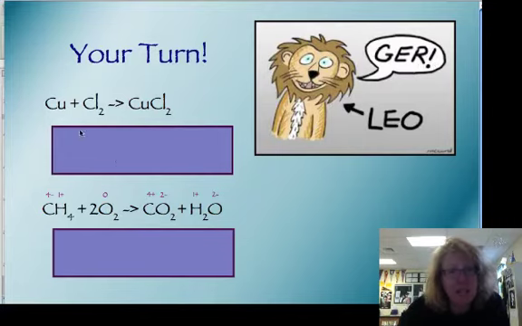So your turn. Take a look at these two examples here. I've got two equations on here. Copper metal plus chlorine gas gives us copper(II) chloride. And then this is, I know, a little bit crazier here. You don't know how to do the charges on this one. So this is methane burning in oxygen gas to give us CO2 and H2O.